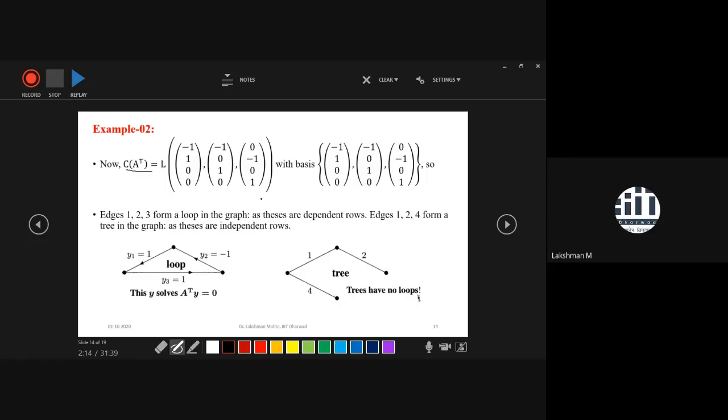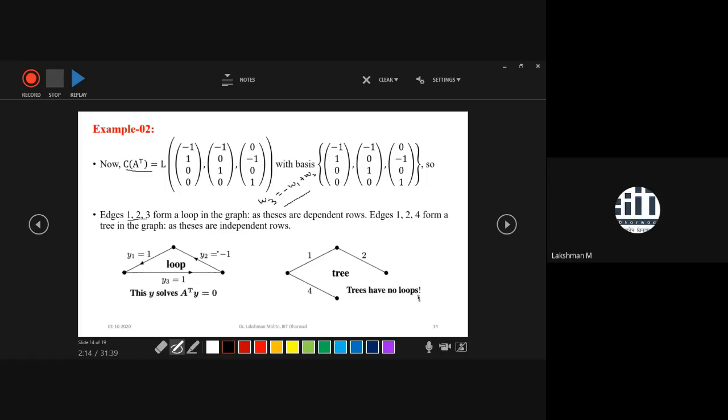Row, that means corresponding row 1, row 2, and row 3. These are dependent because we had already written W3 in terms of W1, and W3 was equal to minus W1 plus W2. Remember that W1, W2, W3 are columns of A transpose, but rows of A. So that's why W1, W2, W3 are forming dependent rows.